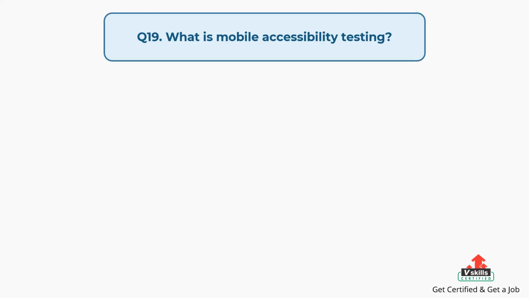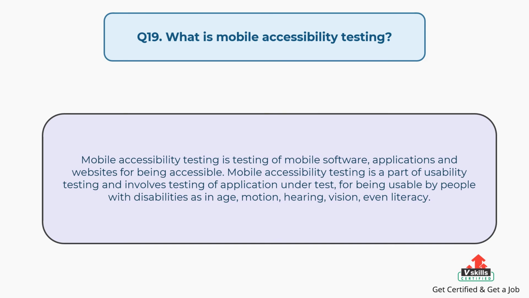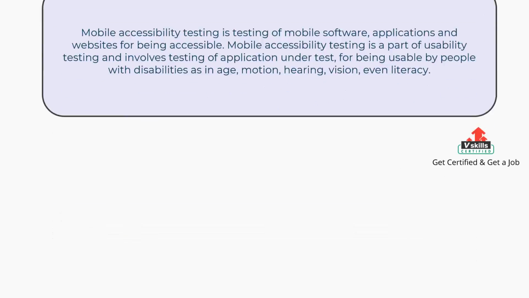Question number 19. What is mobile accessibility testing? The answer is mobile accessibility testing is testing of mobile software, applications and websites for being accessible. Mobile accessibility testing is a part of usability testing and involves testing of the application under test, for being usable by people with disabilities as in age, motion, hearing, vision, even literacy.